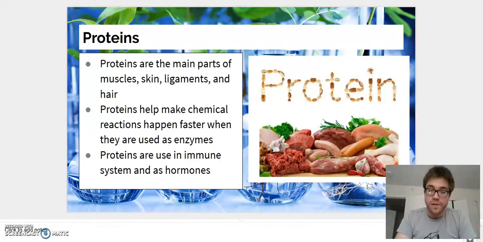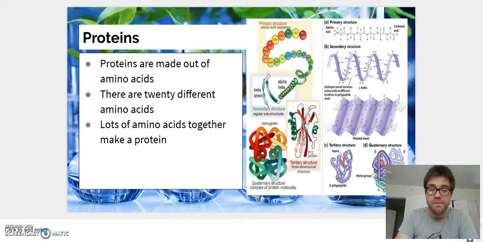Now we have different kinds of proteins. Some proteins help make chemical reactions happen faster in your body. We call those enzymes. Some proteins help in the immune system, and some proteins help send messages throughout the body, and we call those proteins hormones. All right, so if we look really close at a protein, we see that proteins are made up of amino acids. There's 20 different kinds of amino acids. Lots of amino acids together make a protein.